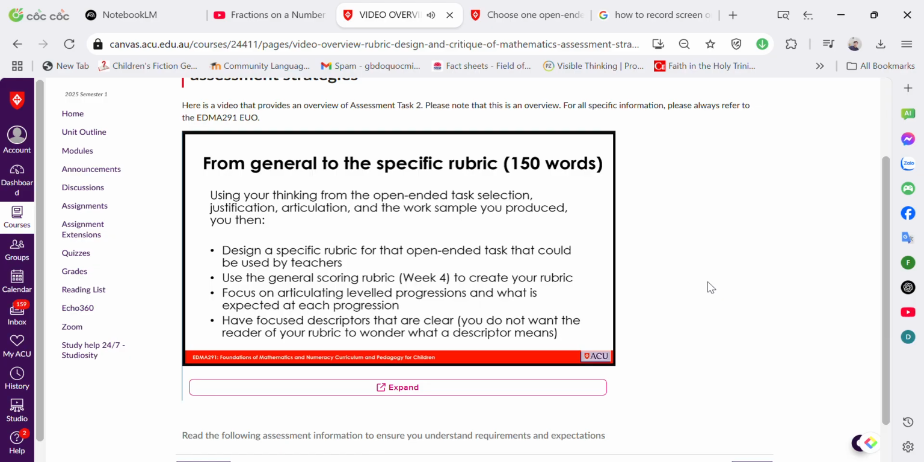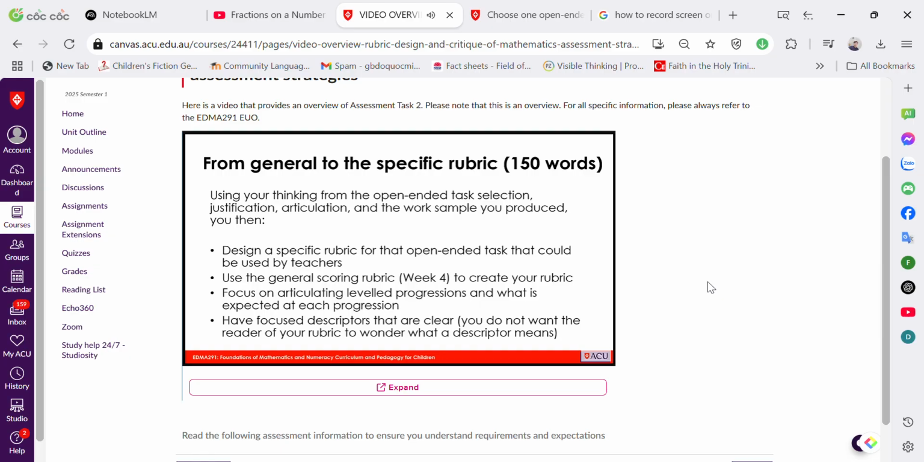You want to use the general scoring rubric that we've explored so far this semester to create your task-specific rubric. You're going to focus on articulating the different level progressions and what would be expected at each of those progressions. So what's expected at task accomplished? You're going to have multiple descriptors for each of those levels in your rubric. You've got to have focused descriptors that are clear.